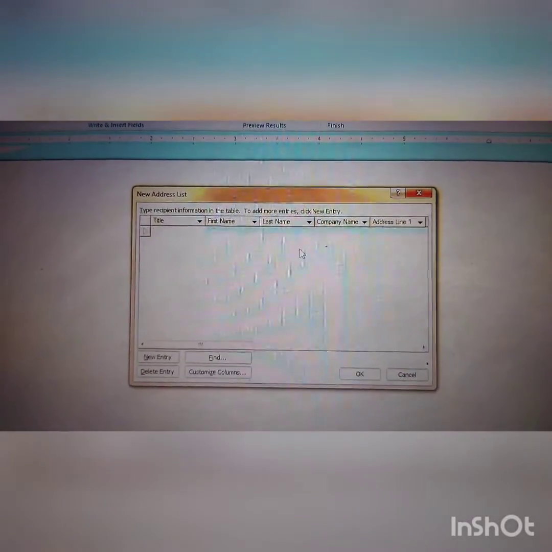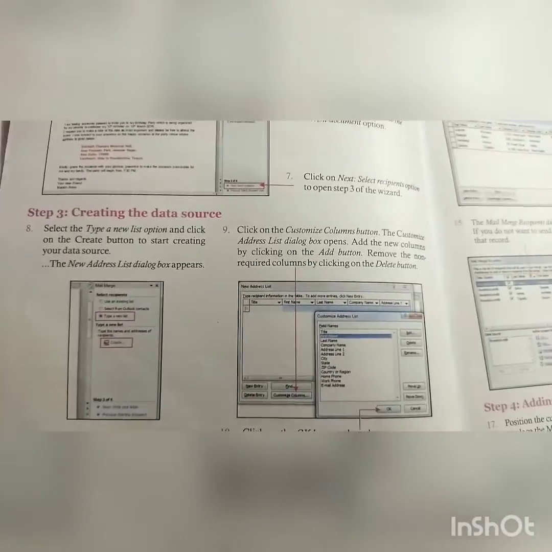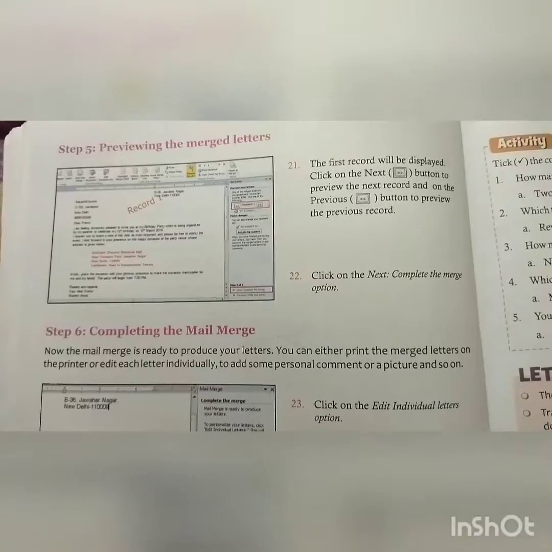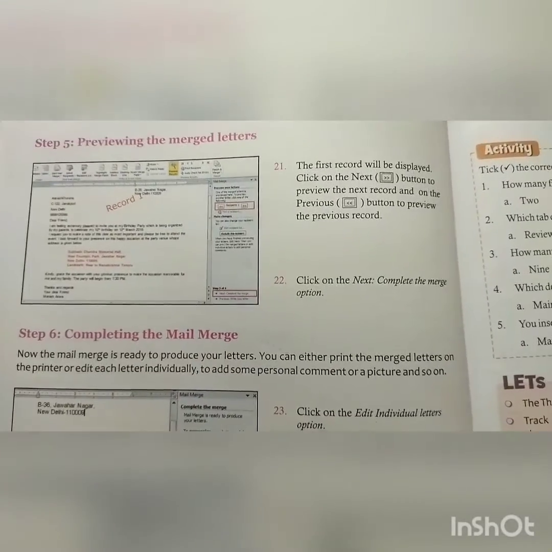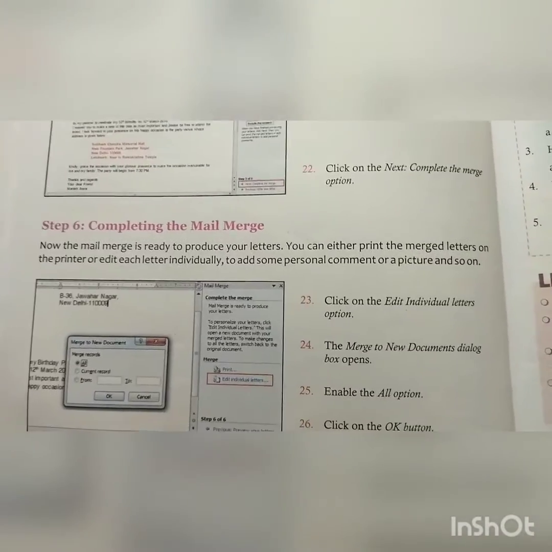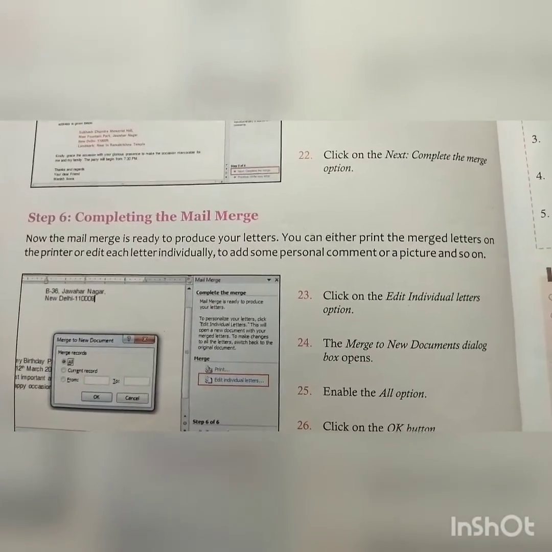So now, students, you will type the title, first name, last name, company name, address. All these details you will fill in properly in MS Word. Clear? After you properly follow all this procedure in MS Word, follow all the steps in your book accordingly for mail merge. Then, lastly, you will follow previewing the merge letter. Follow all the steps. Step number 6, completing the mail merge procedure.